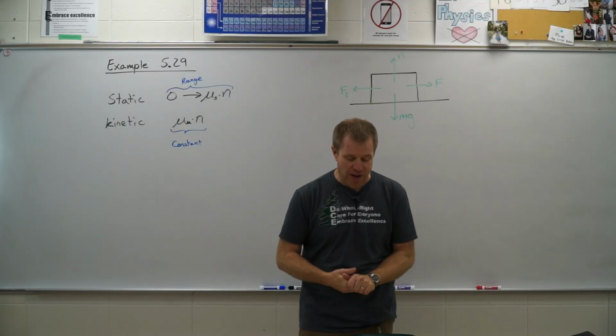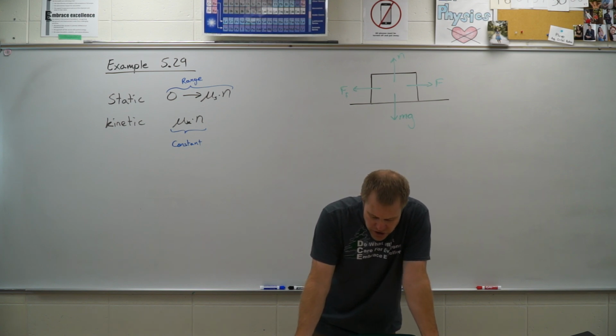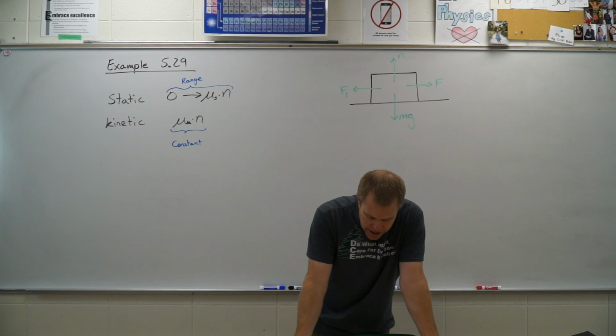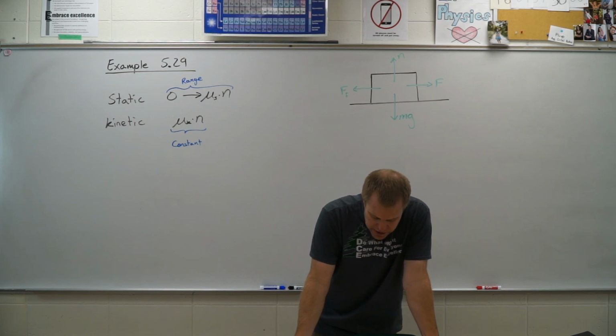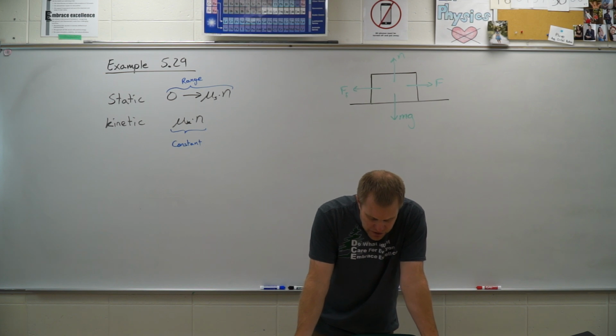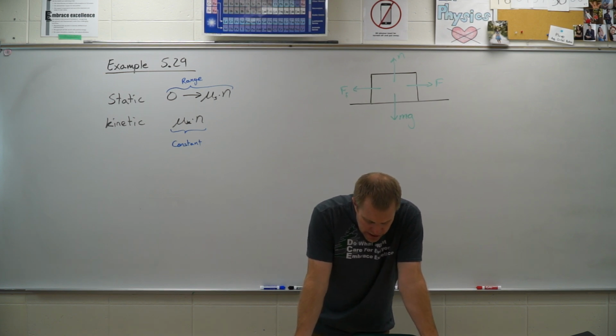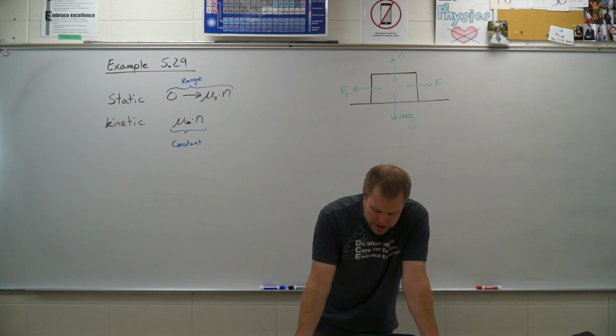Let's take a look at example 5.29. A 45 kilogram crate of tools rests on a horizontal floor. You exert a gradually increasing horizontal push on it and observe that the crate just begins to move when the force exceeds 313 newtons. After that, you must reduce the push to 208 newtons to keep it moving at a steady 25 centimeters per second.